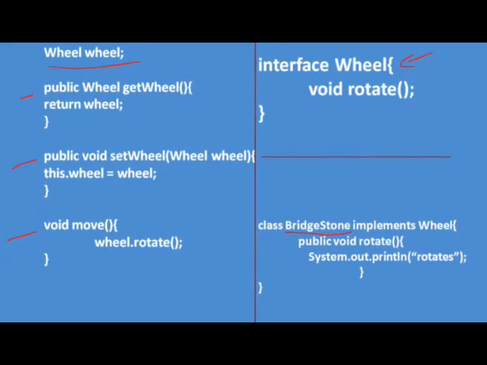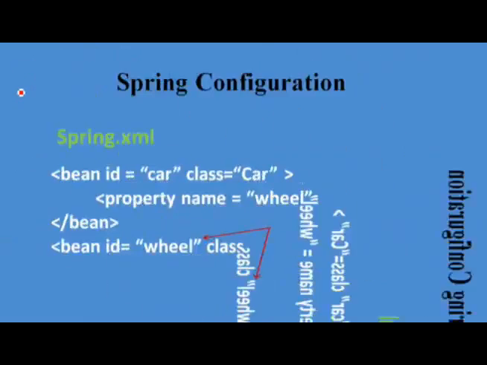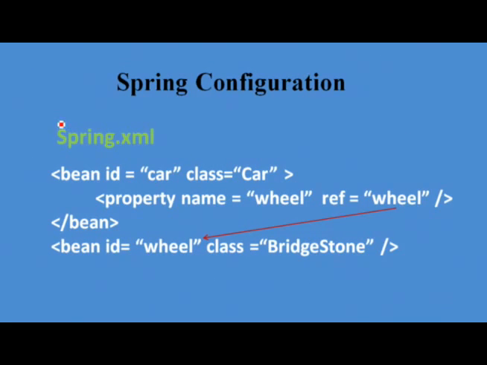So we are going to refer to the object with the interface type, and in the configuration I have declared car as a separate bean, and we know that there is a property in car, wheel, and for this property the reference type is wheel. So this reference will be mapped to another bean ID, wheel, and we know that this concrete class is going to be Bridgestone.